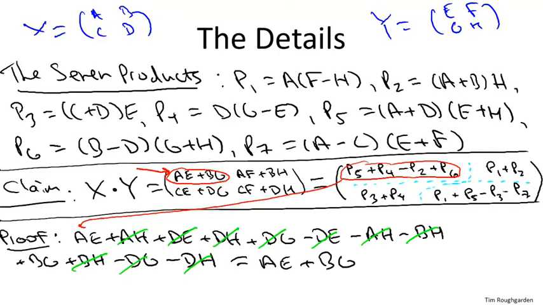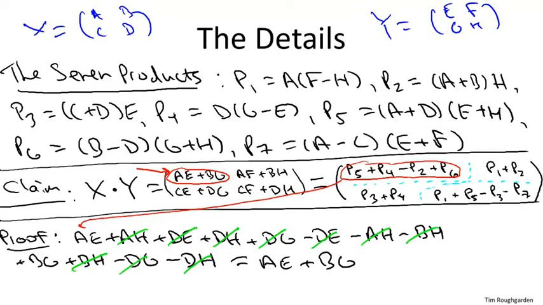So summarizing, because this claim holds, because we can recover the 4 blocks of X times Y from these 7 products, Strassen's algorithm works in the following way. You compute the 7 products P1 through P7 using 7 recursive calls. Then you just compute the 4 blocks using some extra additions and subtractions as shown in the claim. So 7 recursive calls on n over 2 by n over 2 matrices plus n squared work to do the necessary additions. And as you'll see in the master method lecture, that is actually sufficient for subcubic time.